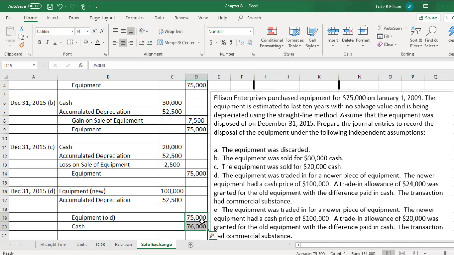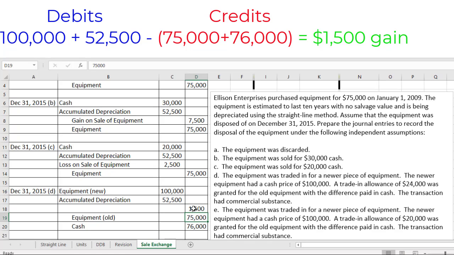So that means we have to make up the difference on the credit side, since the credits are smaller. And the difference is $1,500 if we subtract those two numbers. And the title we use for this account is the gain on exchange of equipment.